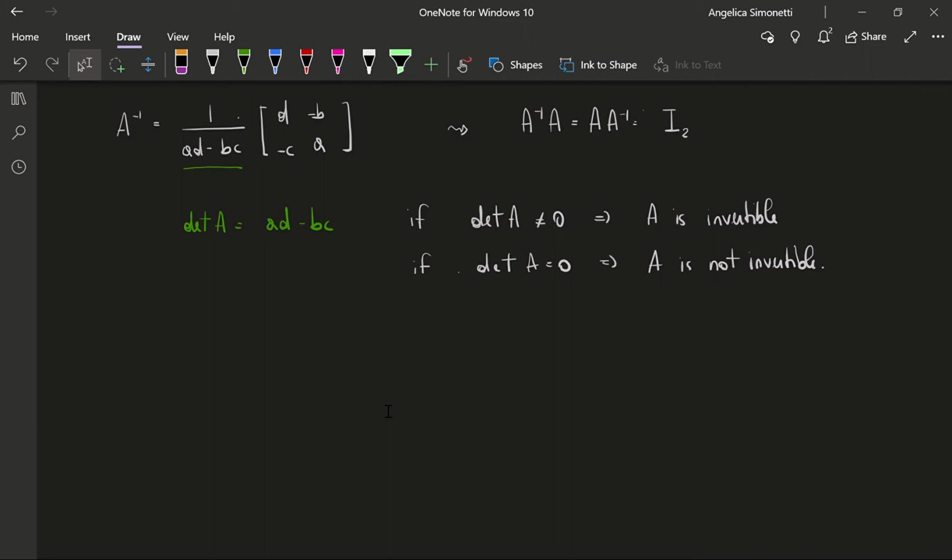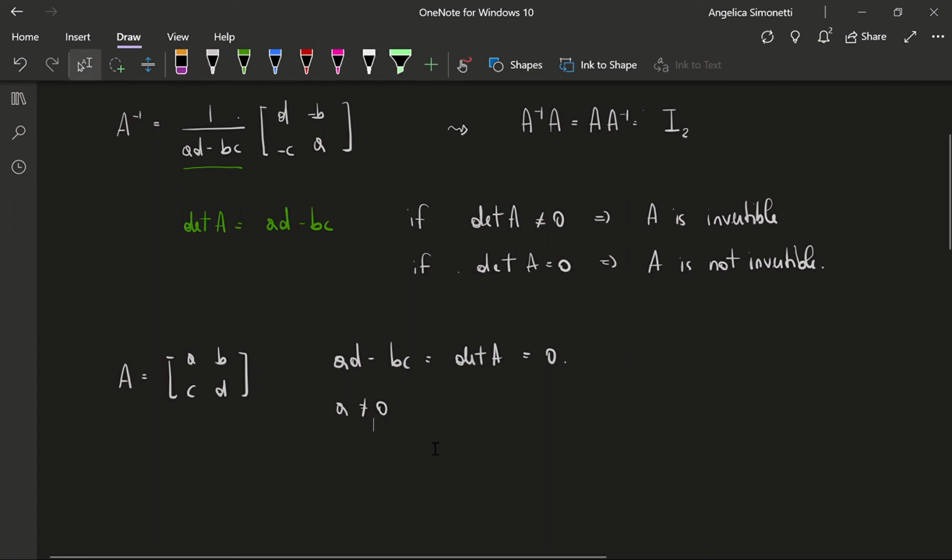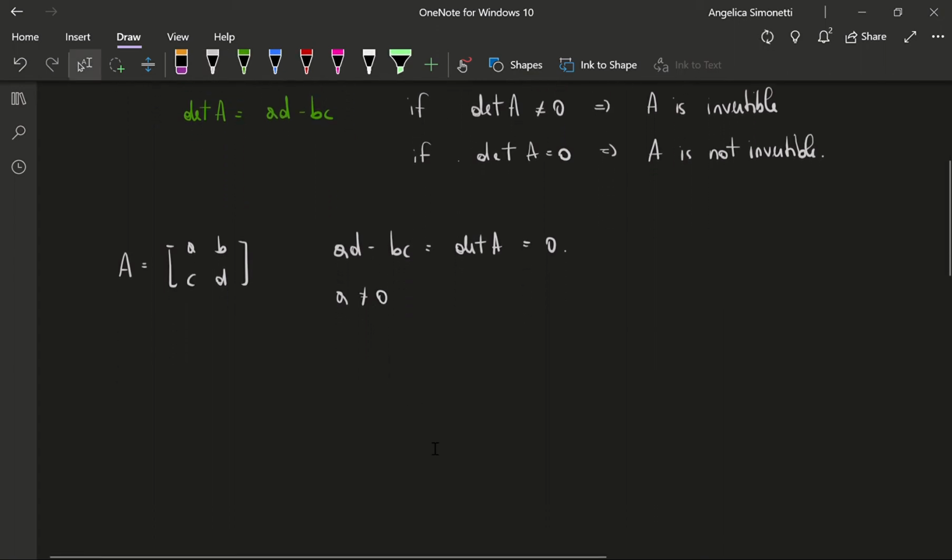Suppose you're given again this matrix A, B, C, D, and let's assume that AD minus BC, which is the determinant of A, is equal to 0, okay? And for the sake of this argument, let's assume A is not equal to 0. It doesn't change anything, and everything carries out, but I don't want to be in trouble having to exchange rows. And let's try to find the echelon form. Let's try to row reduce A.